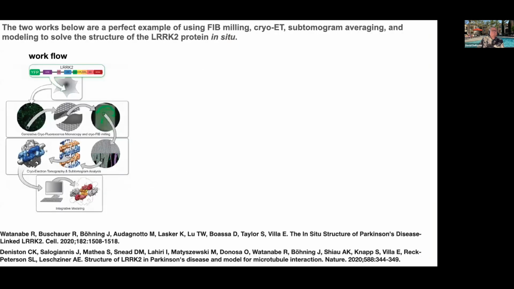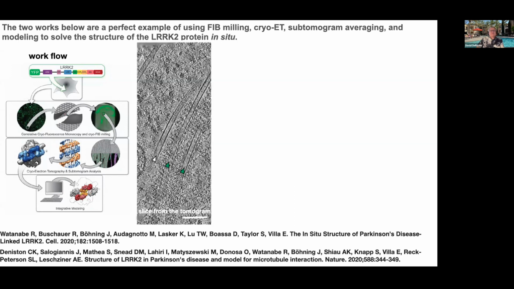So here's one example to show you what can be done with this. Here's an example of the workflow in which you find your cell. This is the LRRK2 protein associated with Parkinson's disease. You can mill the sample, look at it with fluorescence microscopy, and then collect a tomogram. You can do subtomogram averaging, and then you can do model building to produce a structure.